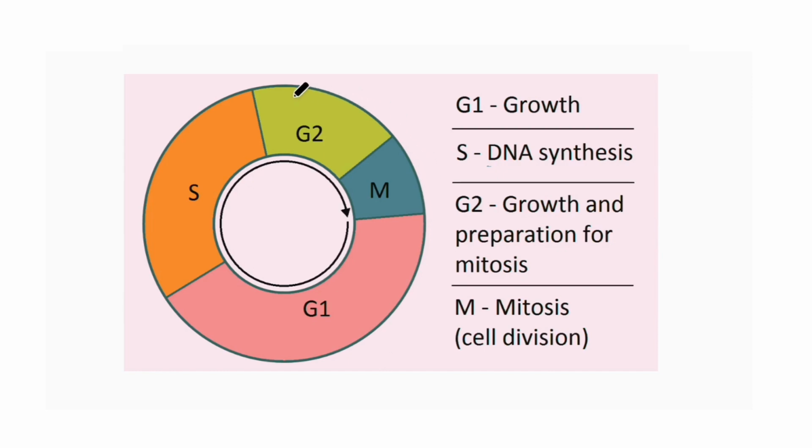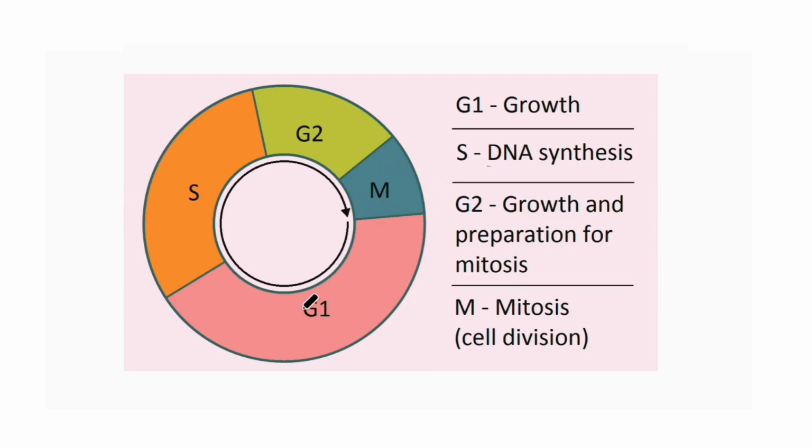We know that a cell cycle has four phases: the G1 phase, that is the growth phase, the S phase where the DNA synthesis occurs, and the G2 phase where the growth and preparation for further mitosis occurs, right? And what's the final step? The M phase, that is the mitosis where the actual cell division occurs.